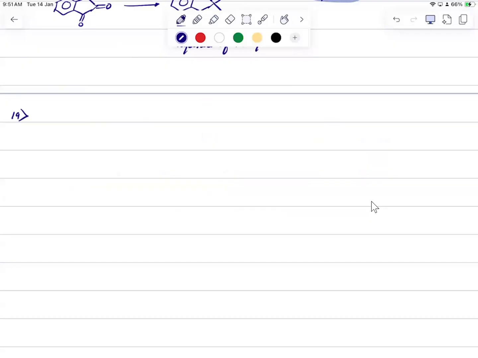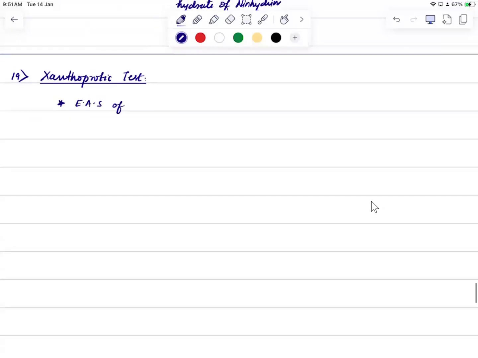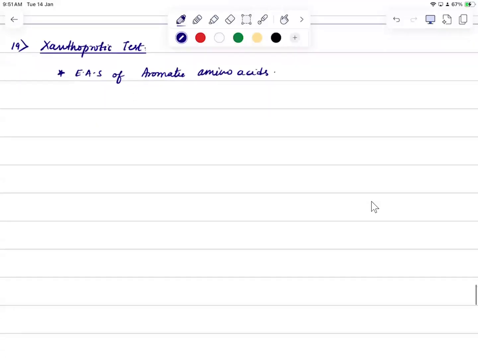The 19th one is the Xanthoproteic test. So notice what the Xanthoproteic test is. Xanthoproteic test is a reaction with HNO3 to make an EAS reaction, that is electrophilic aromatic substitution, of aromatic amino acids.